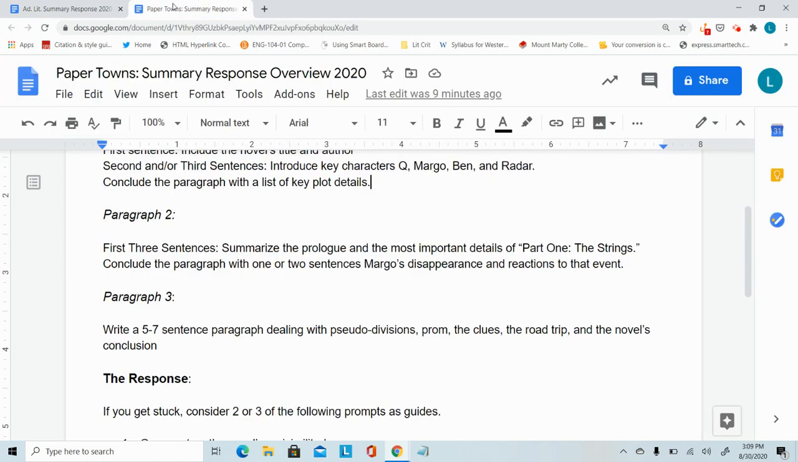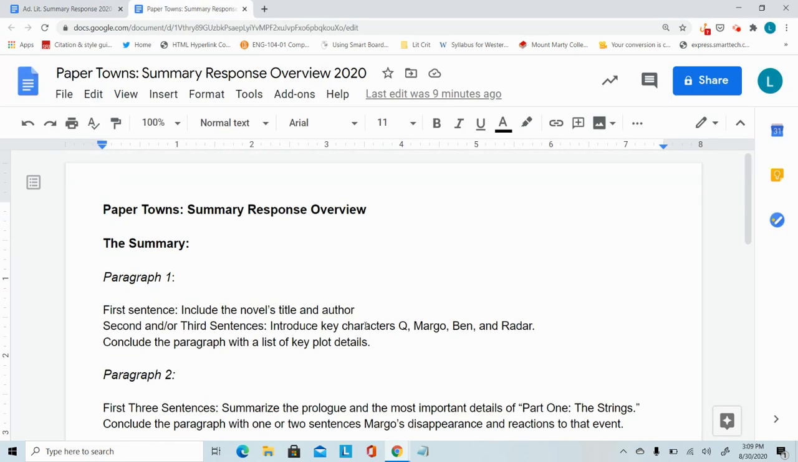Let's go now to considering Paper Towns in specific. First sentence of the summary. Have the novel's title and author, Paper Towns by John Green, and then say something about it. Second and third sentence, you introduce the key characters, Q, Margot, Ben, and Radar, and then you probably conclude with a list of the dead body in the park, a night of revenge, the series of clues, and then finally the road trip.